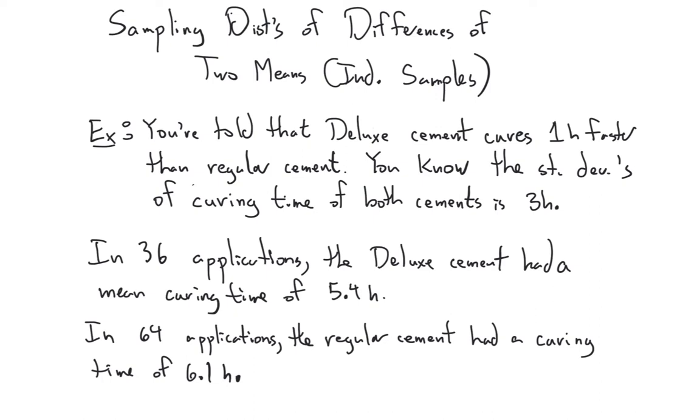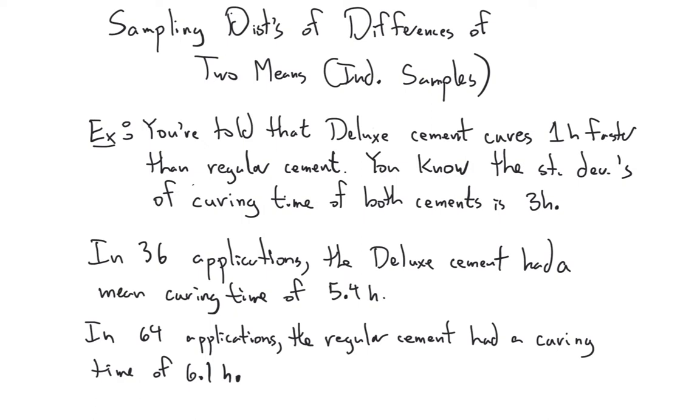This means there's two different groups, and picking from one group doesn't affect your choice from picking from the other. We'll deal with situations where you're pairing elements when we talk about paired samples in the future. But for now, let's say all our choices are independent.